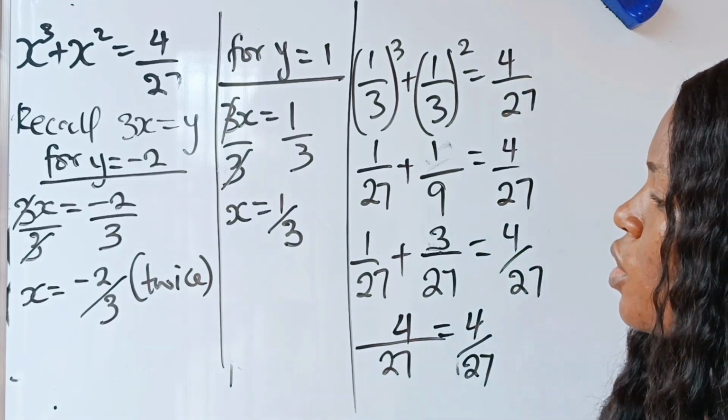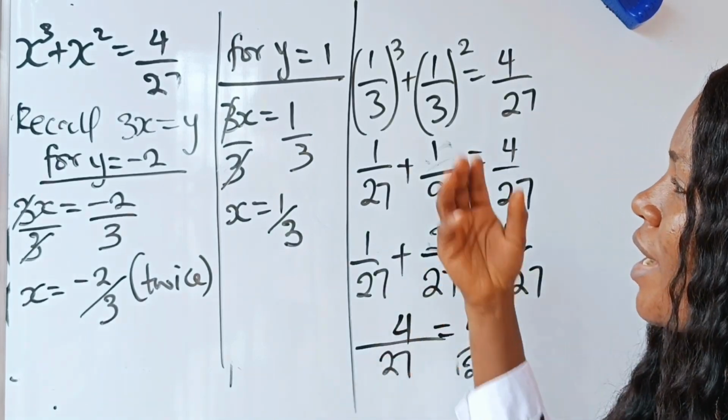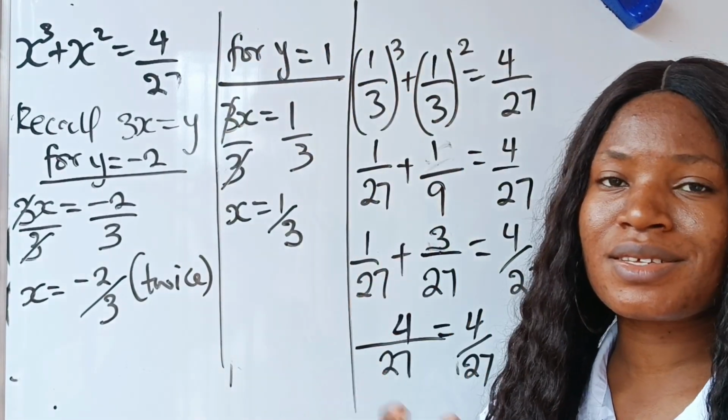I'm also sure that when you substitute your x to be equal to minus 2 over 3, you're also going to get 4 over 27 on the right hand side of your equation.